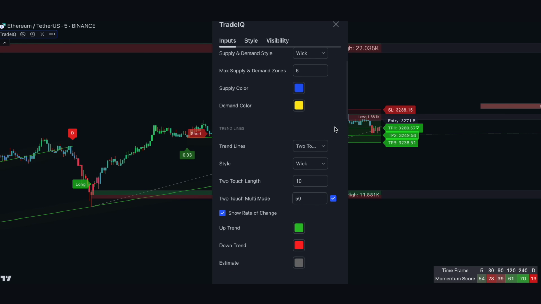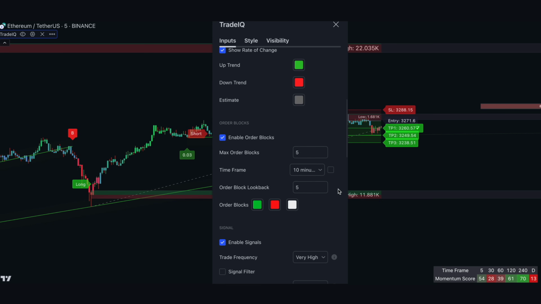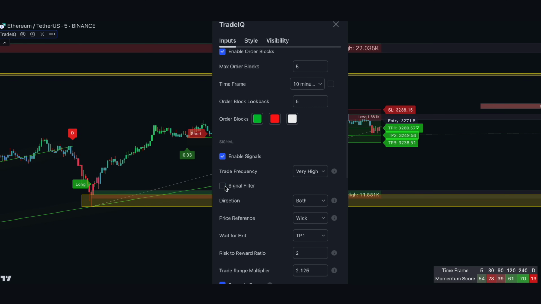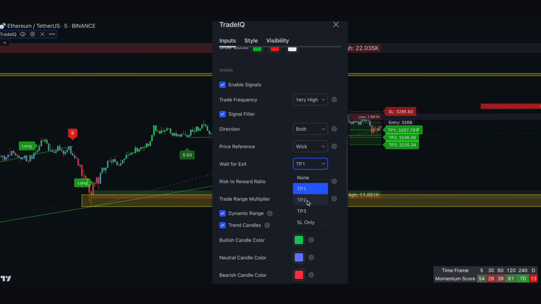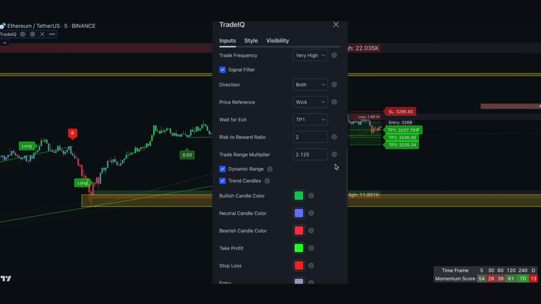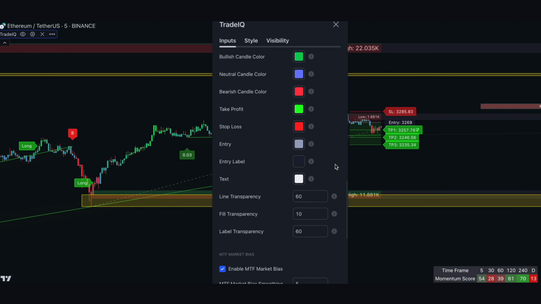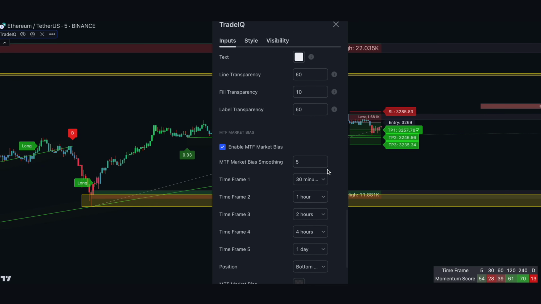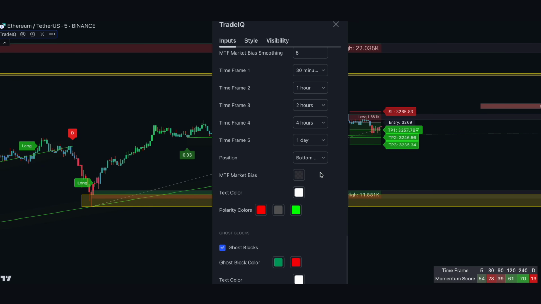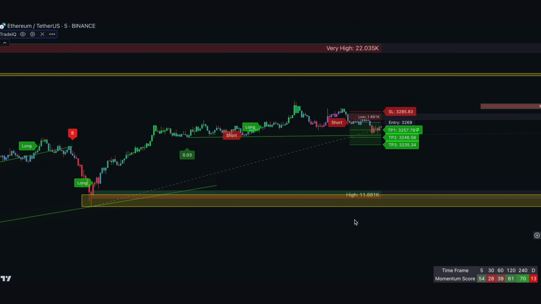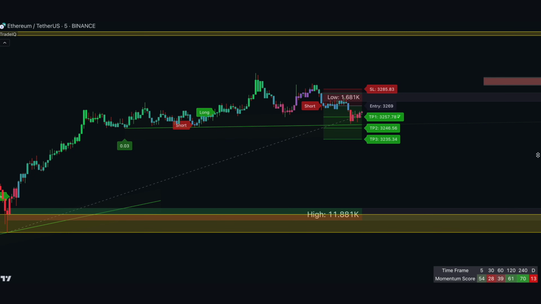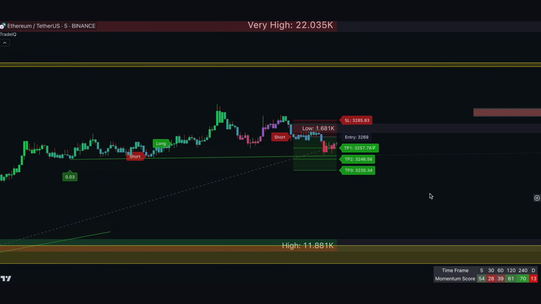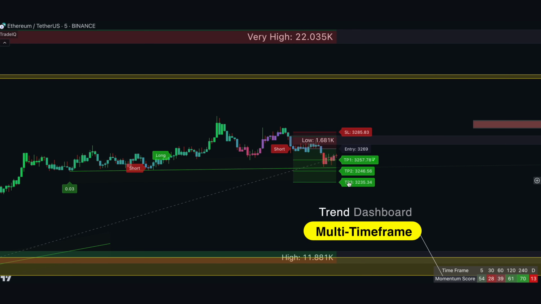We all know that 80 to 90% of trading success comes down to three things. 1. A trading strategy with clearly defined rules that has been proven to work over time. 2. Reliable risk management with consistent stop loss and take profit targets. 3. A solid trading psychology. The Trade IQ indicator will assist you with all these aspects. With this tool, you can build any strategy that suits your needs.